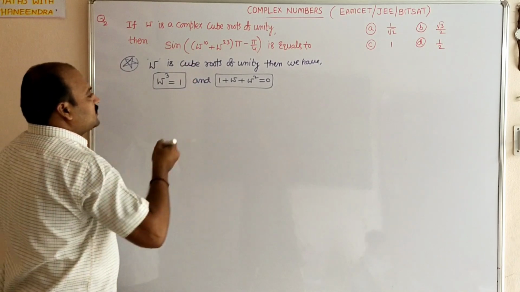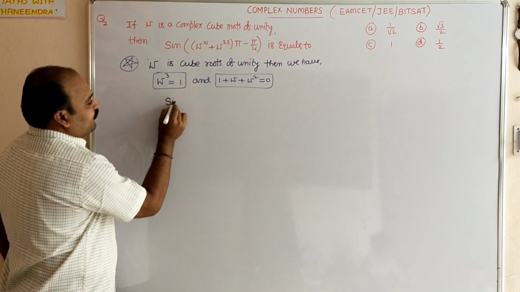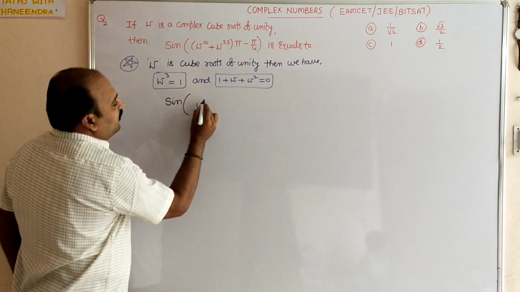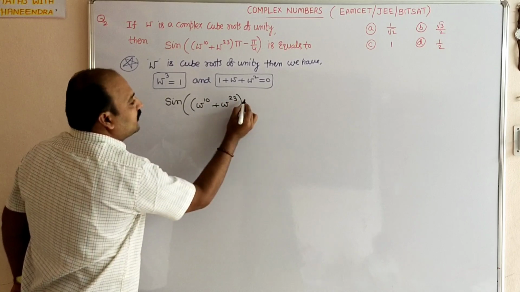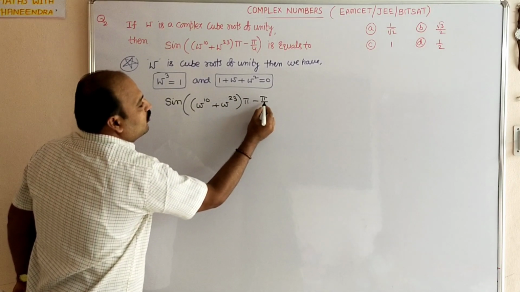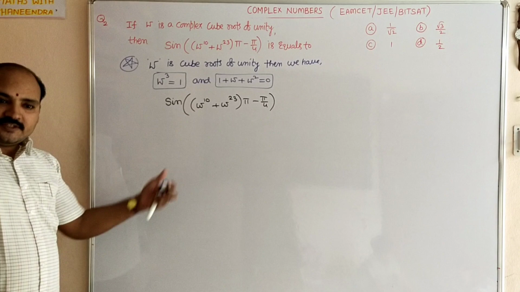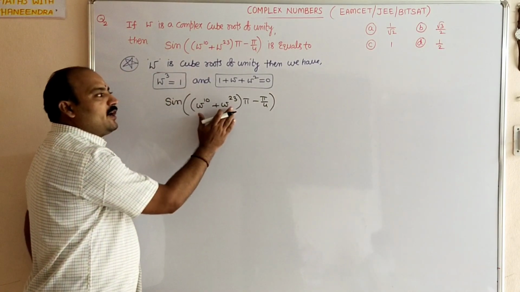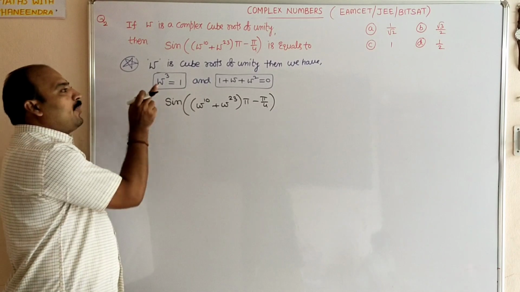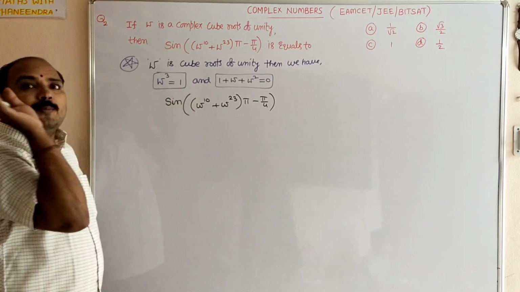In the question, sine of (omega power 10 plus omega power 23) pi minus pi by 4. This is the question. This value we are going to calculate now. I am writing omega power 10 and omega power 23 in terms of powers of omega cube.